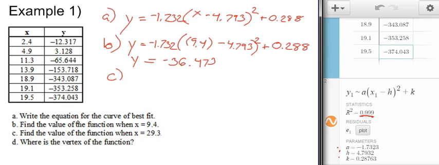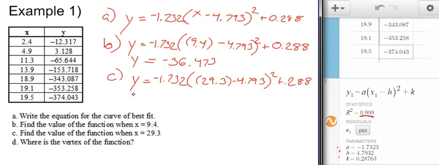what I can do is I can look for information outside my data. 29.3 is way bigger than any x value that I have in there. But just like I did with part B, all I have to do is substitute that into my equation. So I'm going to say now in this case 29.3 minus 4.793 squared plus 0.288. And again, all I have to do is crunch those numbers in a calculator and I will have my prediction.